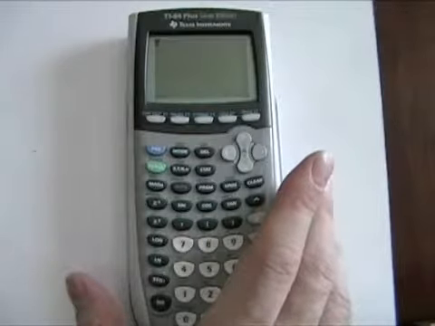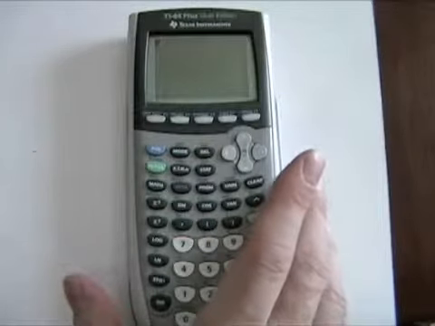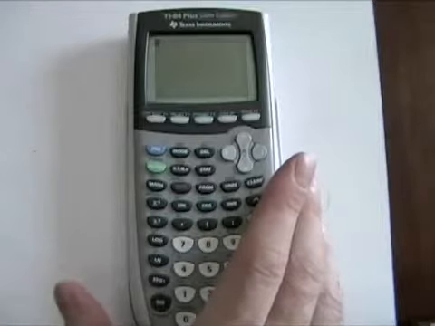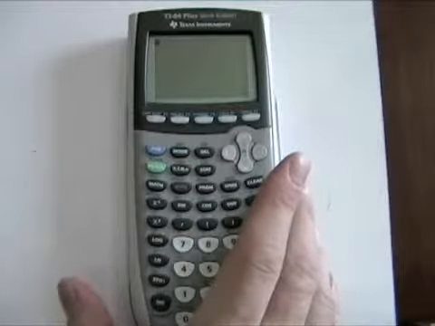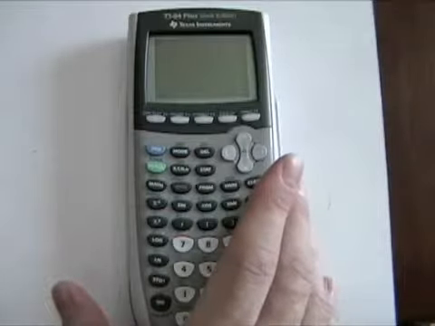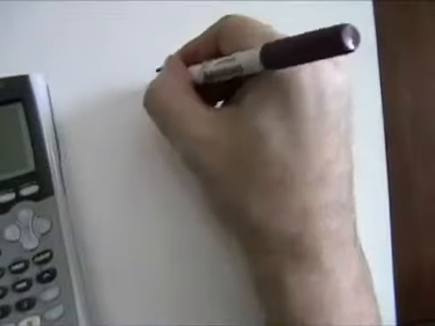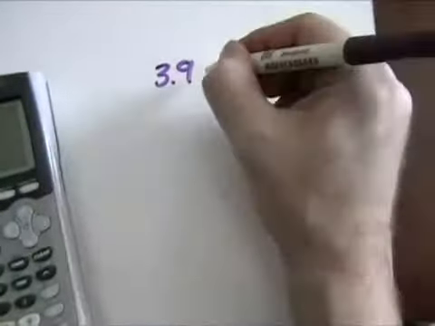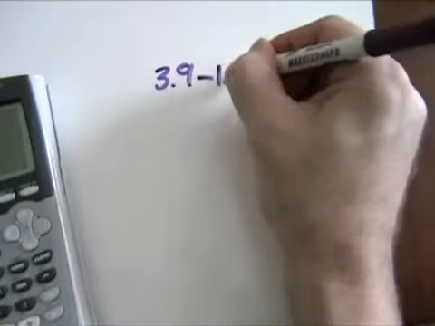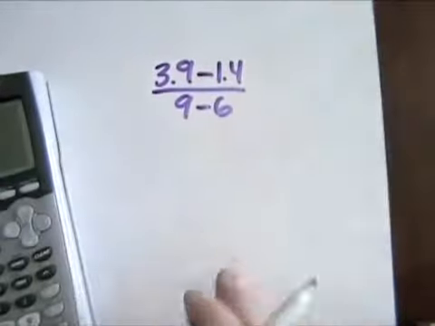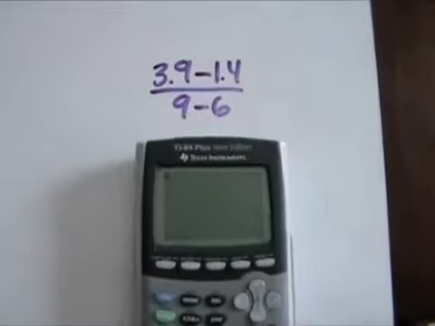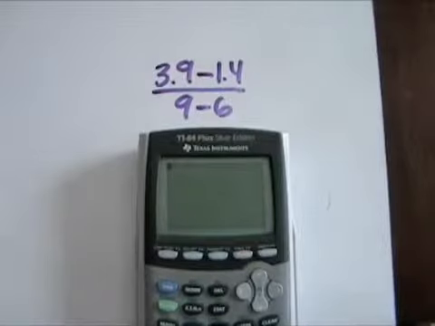If you view question 1 on the Unit 2 C1 Introduction to Graphing Calculators from michiganmath.org, you'll see several problems. Something like the very first one, which states 3.9 minus 1.4 divided by 9 minus 6. To put this in your graphing calculator, you push it almost exactly the way you see it.